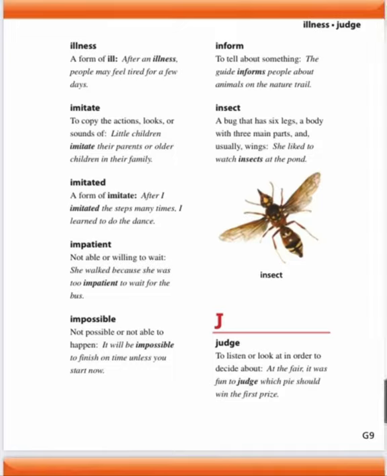Inform: to tell about something. The guide informs people about animals on the nature trail. Insect: a bug that has 6 legs, a body with 3 main parts, and usually wings. She liked to watch insects at the pond.